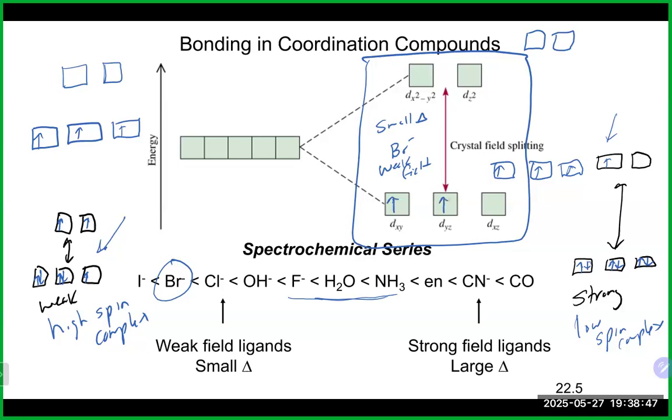Because the crystal field splitting is not all that big, it will come up here and go 4, 5, and come back down and go 6. That would give us how many unpaired electrons in this case? That gives us 4 unpaired electrons. And this is going to be considered a high spin complex because we have a lot of unpaired electrons in this case, right? Any questions on that one there?